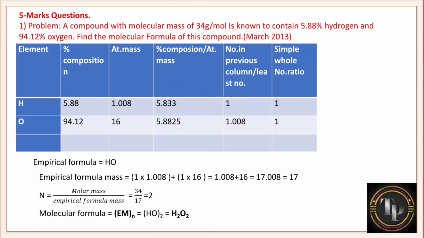Remember guys, you have to make 6 columns. Go on writing it properly, then you will get the empirical formula. Empirical formula mass should be calculated, and n value should be calculated. What is n? Molar mass divided by empirical formula mass. Then the empirical formula is multiplied by n, and you will get the molecular formula. This type of question, 100% you are going to get, guys. See, I will give a second example, and you will come to know exactly what I am talking about.